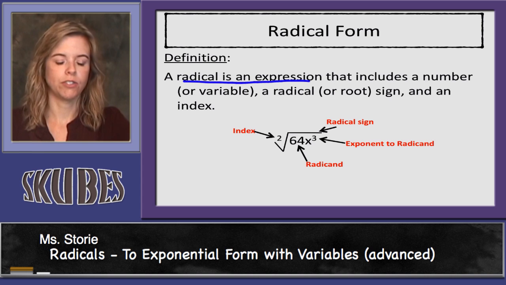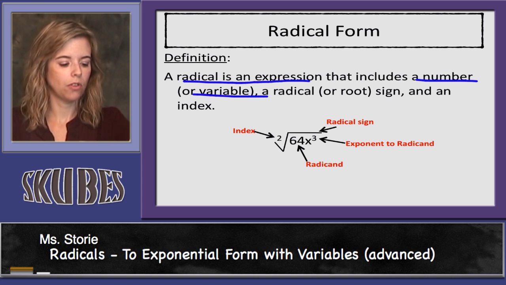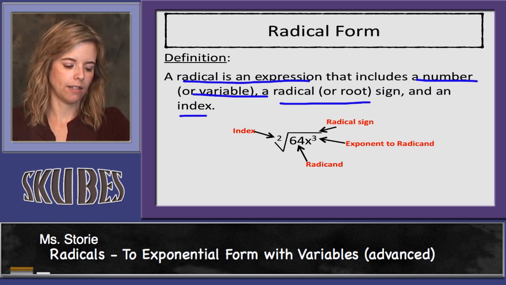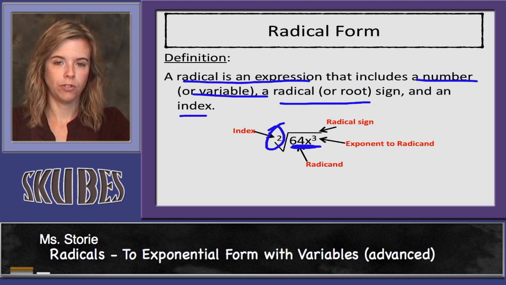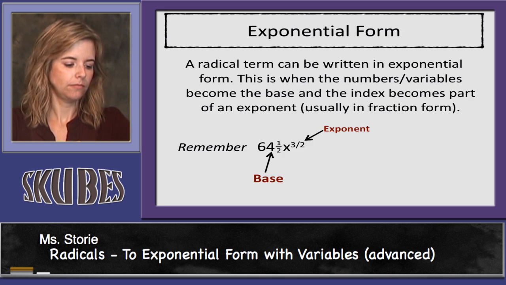A radical is an expression, so no equal sign, that includes a number or a variable, or it could be both, a radical or root sign, and an index. So your index is the teeny tiny number. There's your coefficient, your variable, and your exponent. Those are all the radicands. And then you've got your radical symbol.